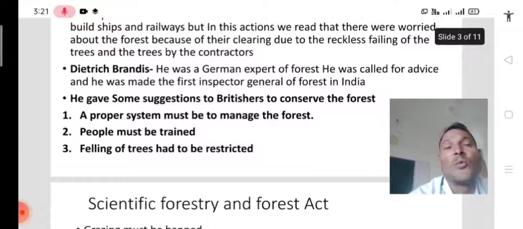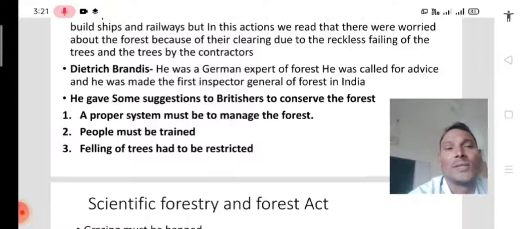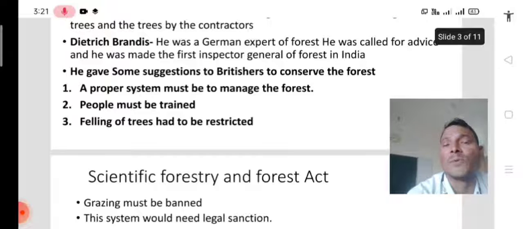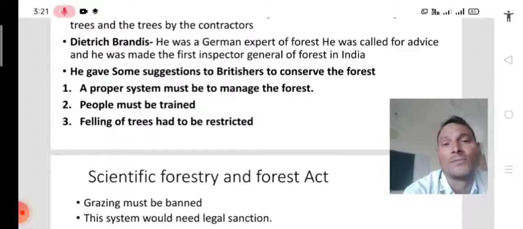Dietrich Brandis. Who was Dietrich Brandis? He was the German expert who was called the first Inspector General of Forests in India. He gave many suggestions to the British to conserve the forest. First, a proper system must be managed for the forest if we want to conserve it. Second, people must be trained. If we train the people, they can protect the forest.